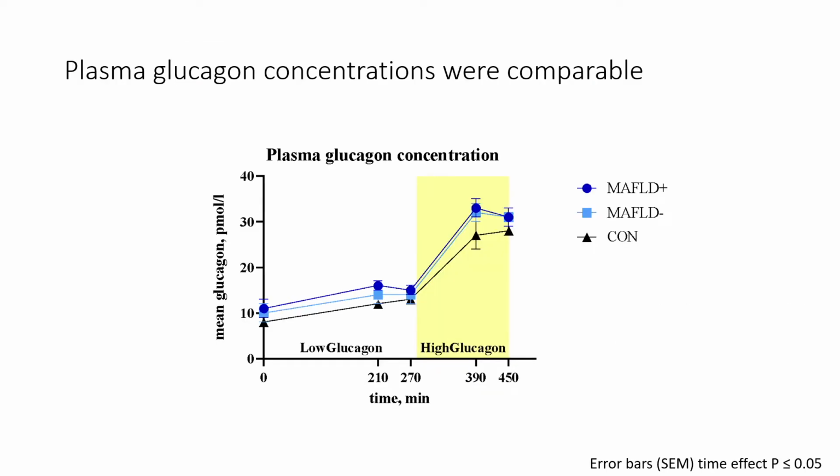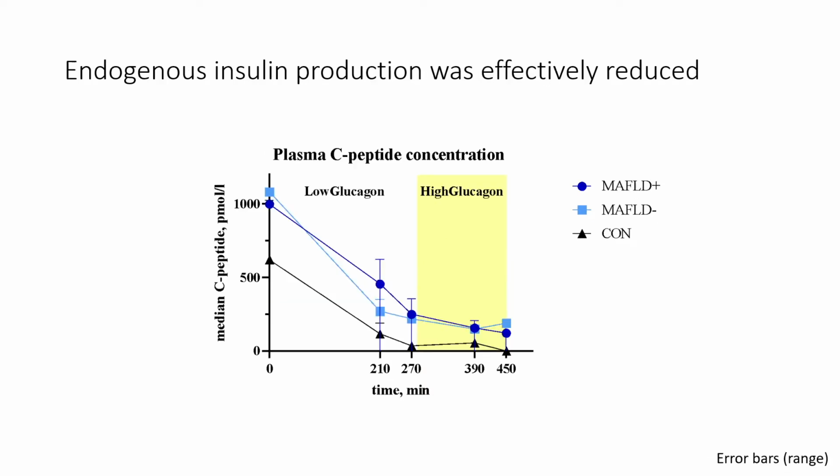This was a great relief to make up this graph showing that glucagon concentrations made sense and were alike in all groups. We used octreotide also. As you can see by the sampling C-peptide levels, octreotide is quite effective in stopping endogenous insulin production in all groups.